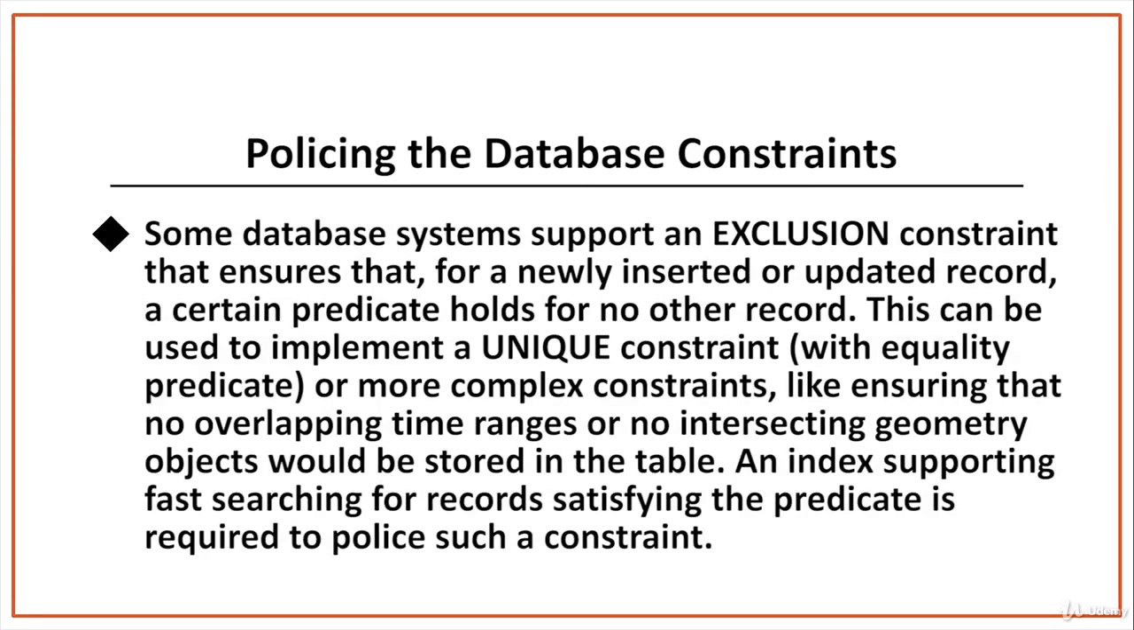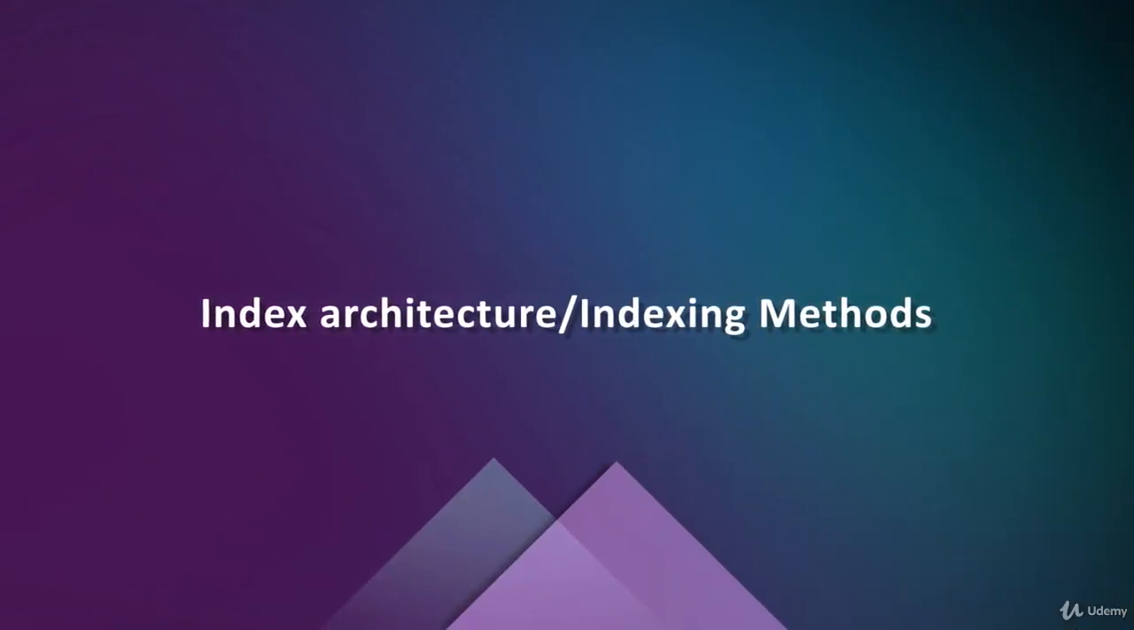Some database systems support an exclusion constraint that ensures that for a newly inserted or updated record, a certain predicate holds for no other record. This can be used to implement a unique constraint with equality predicate, or more complex constraints, like ensuring that no overlapping time ranges or no intersecting geometry objects would be stored in the table. An index supporting fast searching for records satisfying the predicate is required to police such a constraint. Now let's talk about index architecture or indexing methods.